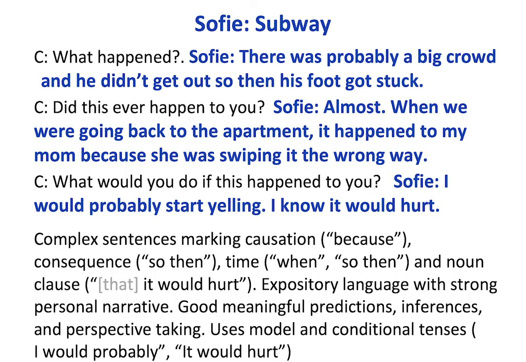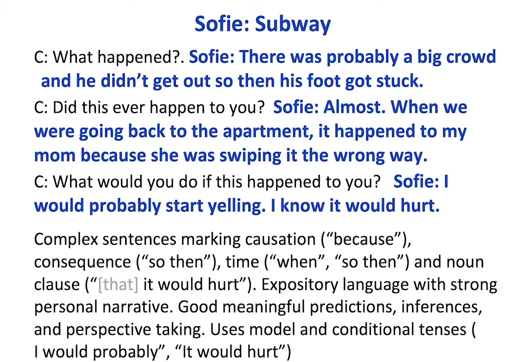Did this ever happen to you? And then almost, I love that word. When we were going back to the apartment, so there's your dependent adverbial clause temporal marker. It happened to my mom. That's the independent clause that happened to my mom because she was swiping it the wrong way. And there we have the because adverbial clause for causation.